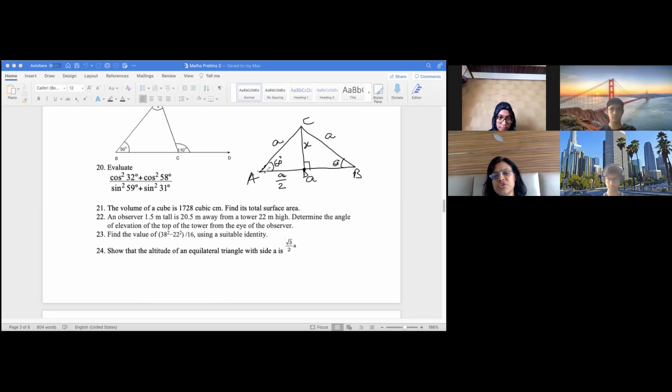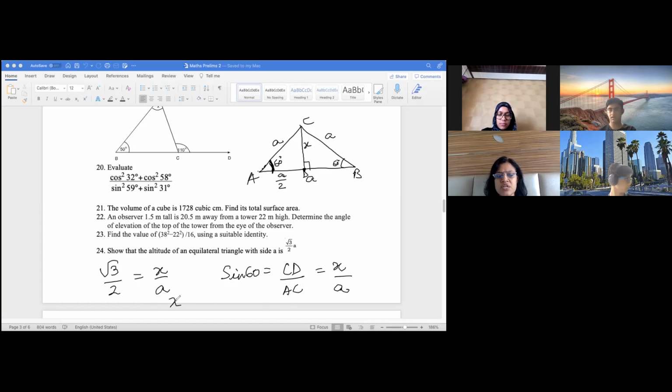If you are using Pythagoras theorem, it becomes A² minus CB². But in Pythagoras the calculation is a bit more. If you are using trigonometric ratio, that is better. Why is it better? Which ratio will we take? This is perpendicular, this is opposite, this is hypotenuse. So sine 60 I can take. Sine 60 is equal to CD upon AC. CD is X and AC is A. And sine 60 is √3/2. So we write √3/2 is equal to X upon A. So X is equal to √3/2 into A, which is proved.